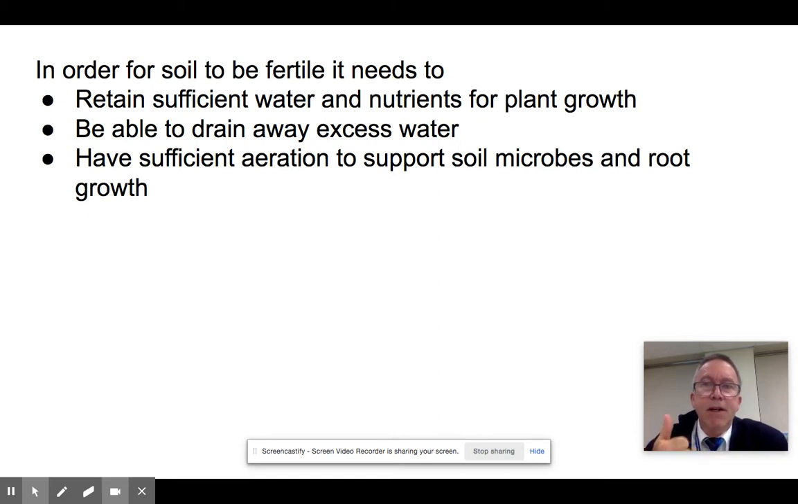It's got to be able to retain enough water for plants to grow over the course of a season, like to grow when it's not raining. They have to be able to drain away excess water because if plants' roots have too much water, they can't breathe and they suffocate and they die. And it has to have sufficient aeration so that the microbes in the soil and the roots are able to grow. So basically, you have to have nutrients, you have to be able to hold water but drain water, and allow for air to get into the crevices.